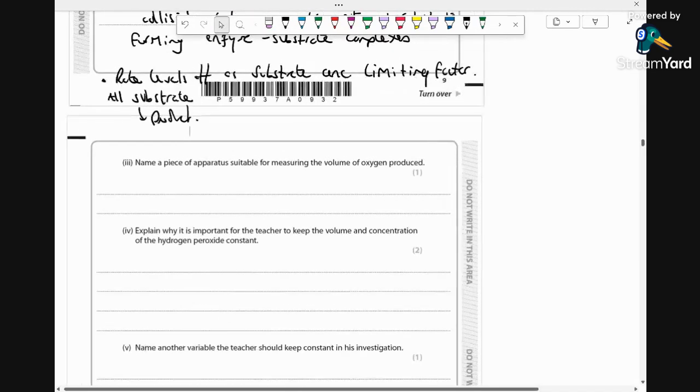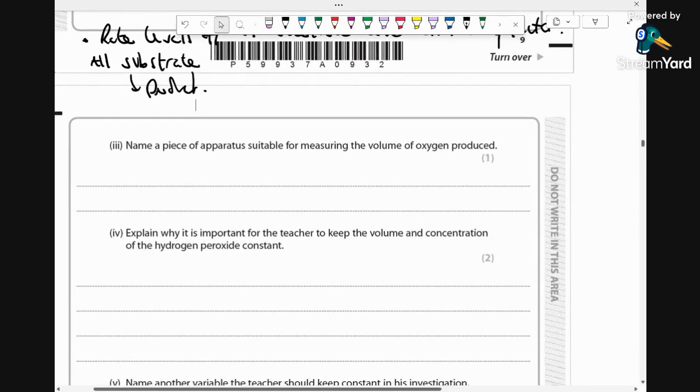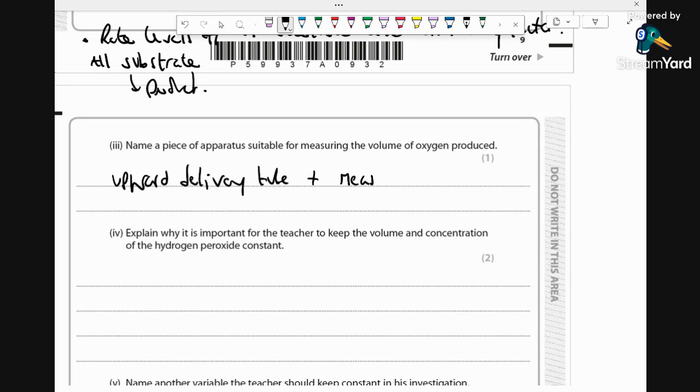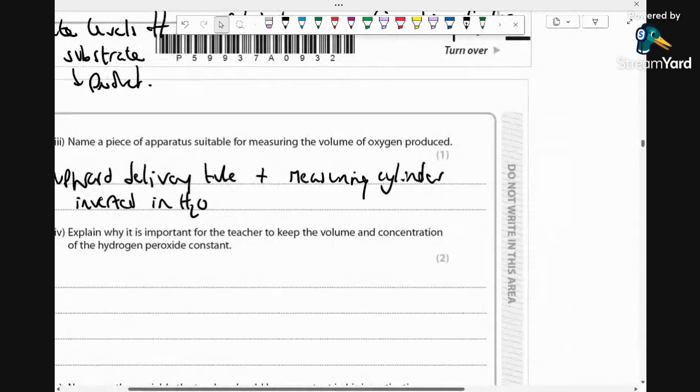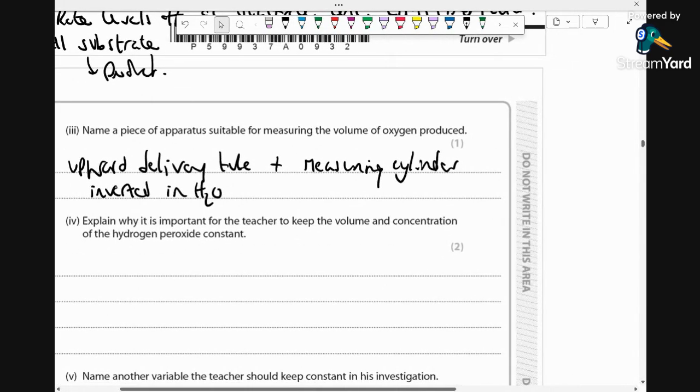Name a piece of apparatus suitable for measuring the volume of oxygen produced. So this is an upturned measuring cylinder, so upward delivery tube, and measuring cylinder, inverted in water. You could, if you're a chemist, of course, use a gas syringe. That's also an option.